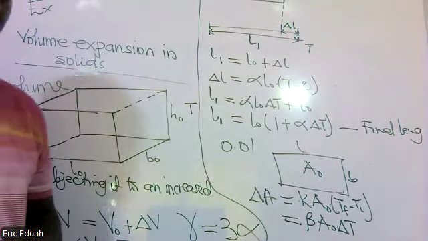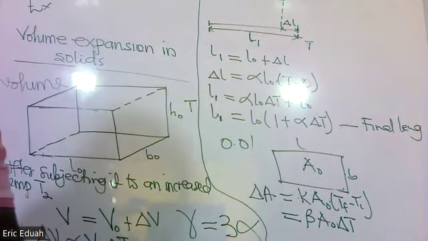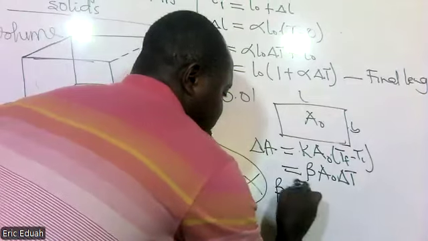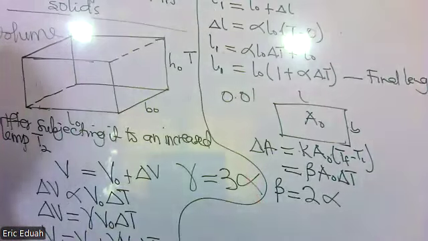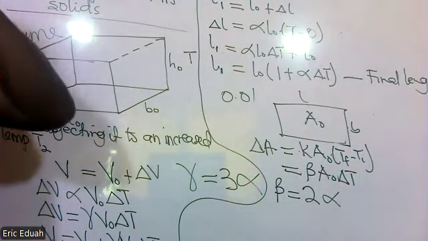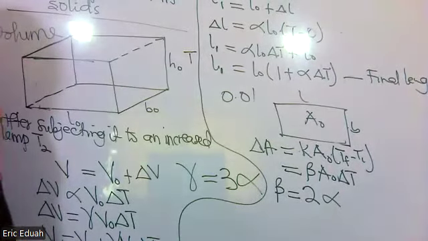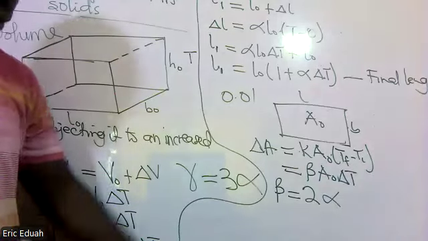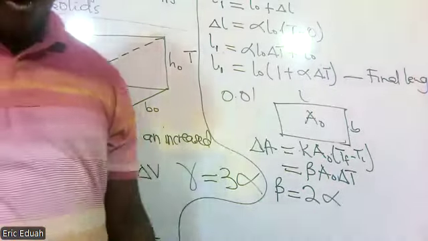So then we came to the conclusion that the coefficient of area expansion is equal to 2 times the coefficient of linear expansion. Meaning for a two-dimensional figure, it expands twice. Okay, so if alpha is 2, beta will be 4.